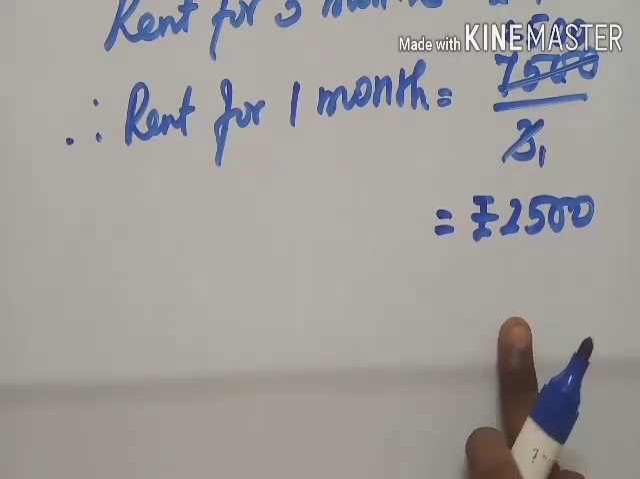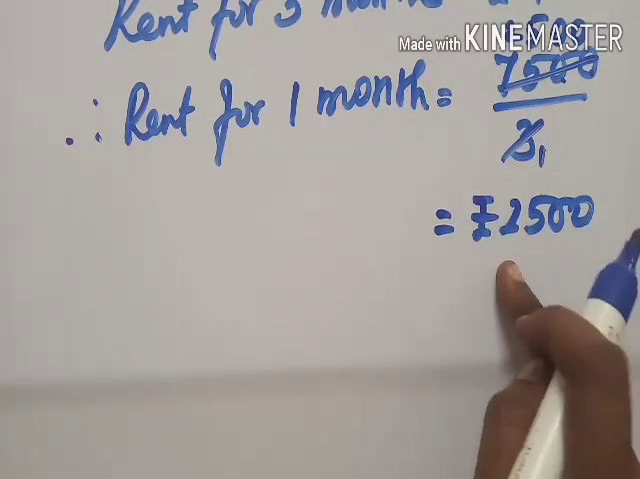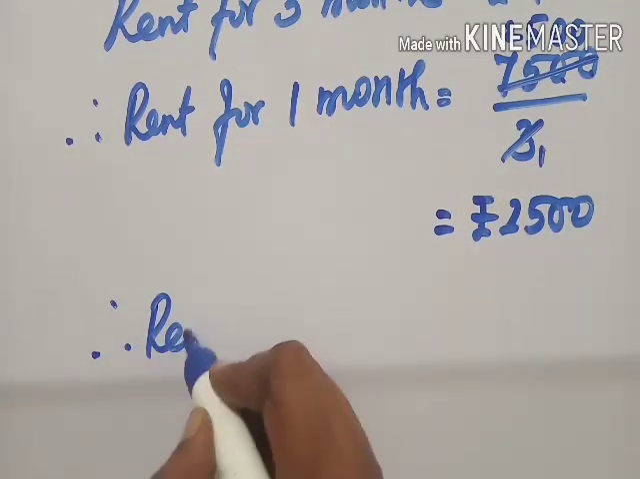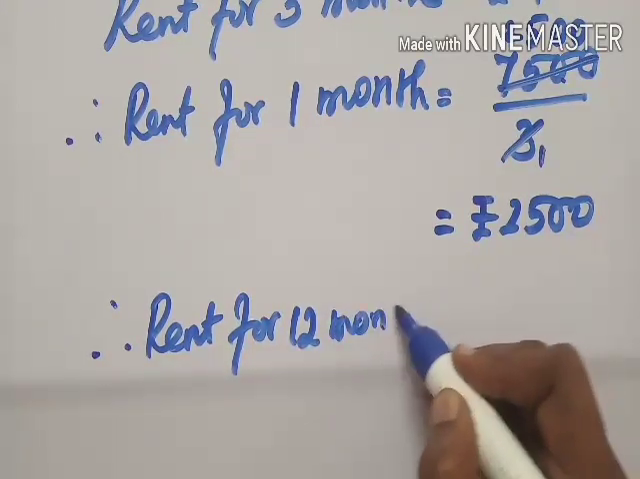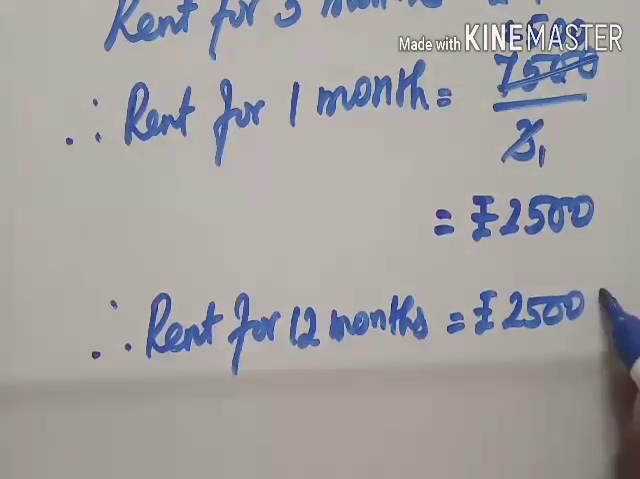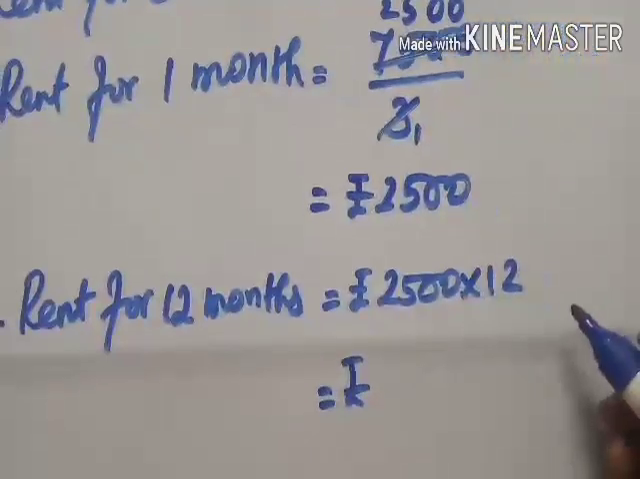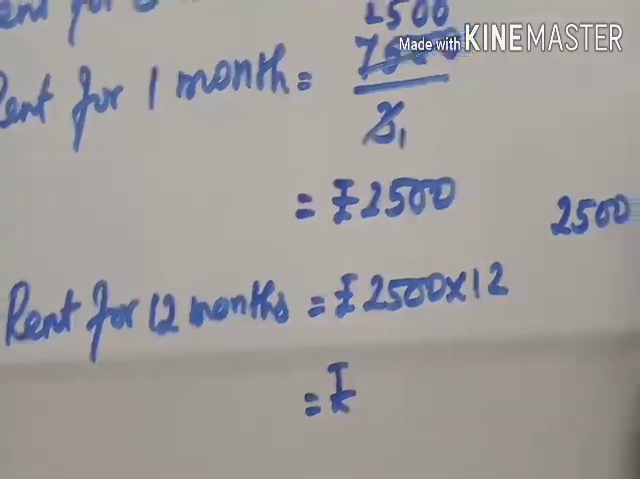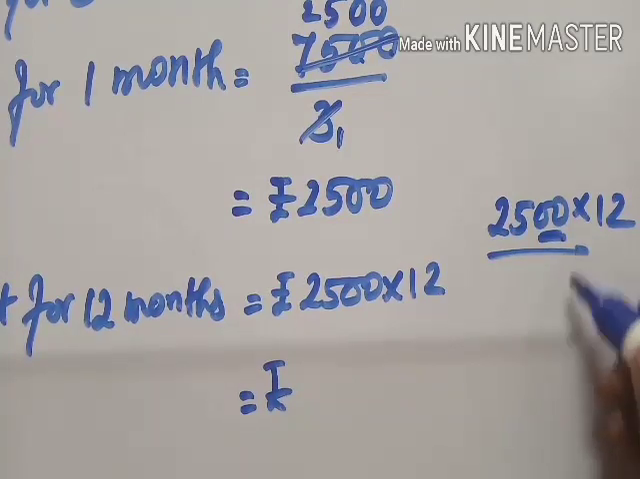So, how to find out the rent for 1 year? 1 year equal to 12 months. So, I am going to multiply this answer with 12. Therefore, rent for 12 months is equal to rupees 2,500 into 12. See here, 2,500 into 12. So, just you leave these two zeros. At last in the answer, we can add them.